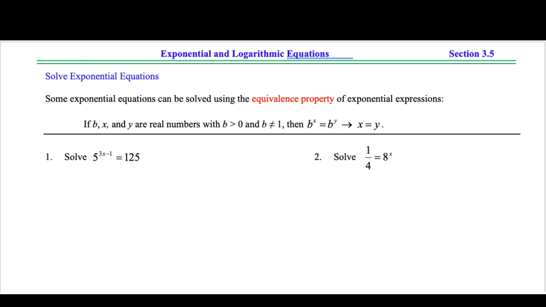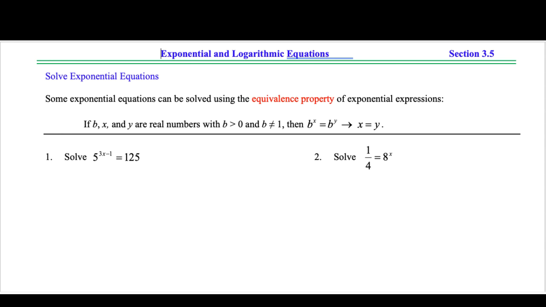First of all, some exponential equations can be solved by using what we call the equivalence property of exponential expressions. This is the equivalence property. Let's say that if b, x, and y are real numbers, and if b is greater than 0 and not equal to 1, and then let's say that we have an equation that equates two exponentials of the same base. b raised to the power of x equals b raised to the power of y. The equivalence property states that if the bases are the same, then the only way that could be true is if the exponents are also the same, right?